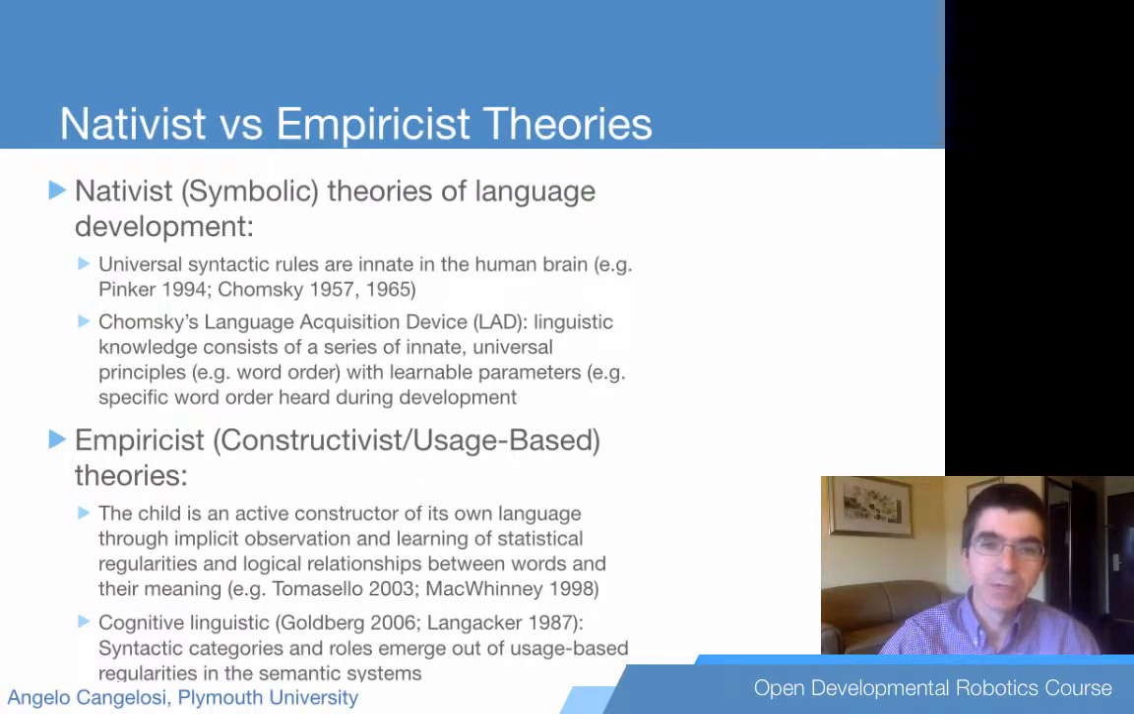Well-known researchers in the field are Tomasello, MacWhinney, and a related field, which is not only developmental but general linguistics, is cognitive linguistics. They say that knowledge like syntactic roles, syntactic categories, emerge out of the usage-based regularity in the semantic structure. So I can learn about the subject of a sentence and the verb, because I know that typically there will be words related to people, agents that perform an action, and the action refers, for example, to motor constructions.